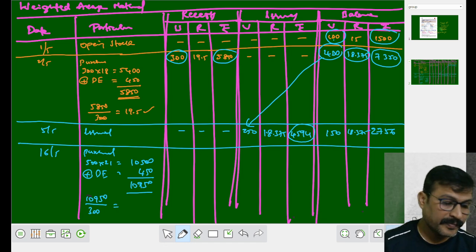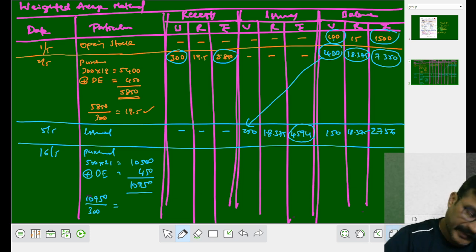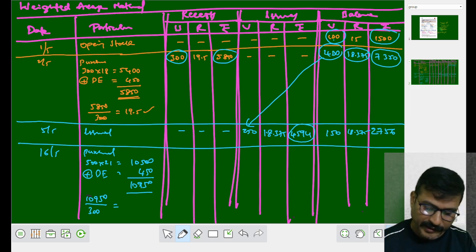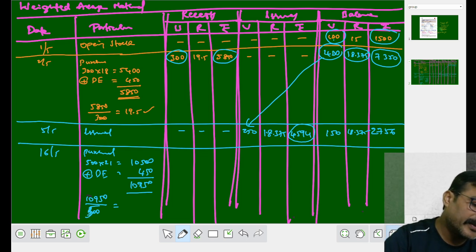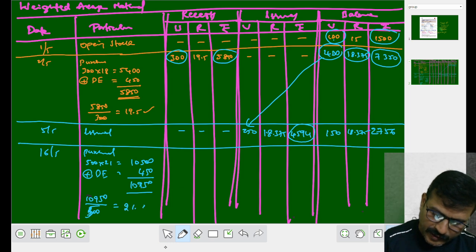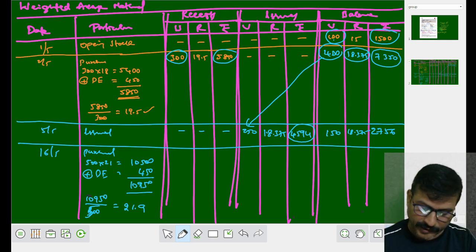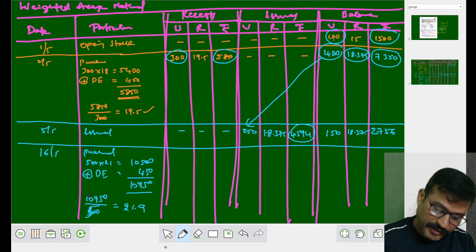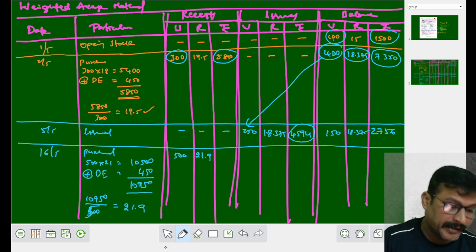Plus 450 divided by units. Not 300, how many units did you purchase? 500 units. Divided by 500 units, it comes to rupees 21.90. Is it right? How much does it come to? It comes to an amount of rupees 21.90. Now, how many units did you purchase? You purchased 500 units. Take 21.9.